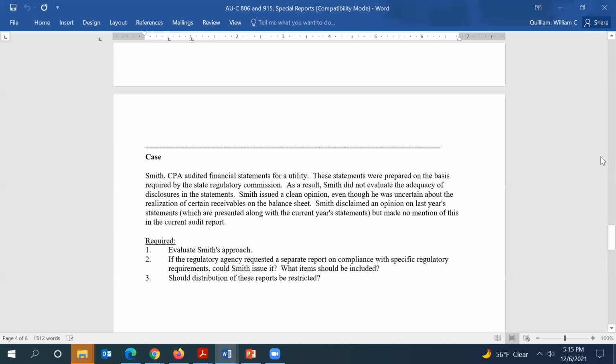Items to be included will be negative assurance regarding compliance with whatever requirements the Regulatory Commission wants. So give not positive assurance, but negative assurance regarding compliance on these items for which the Regulatory Commission is requiring compliance.